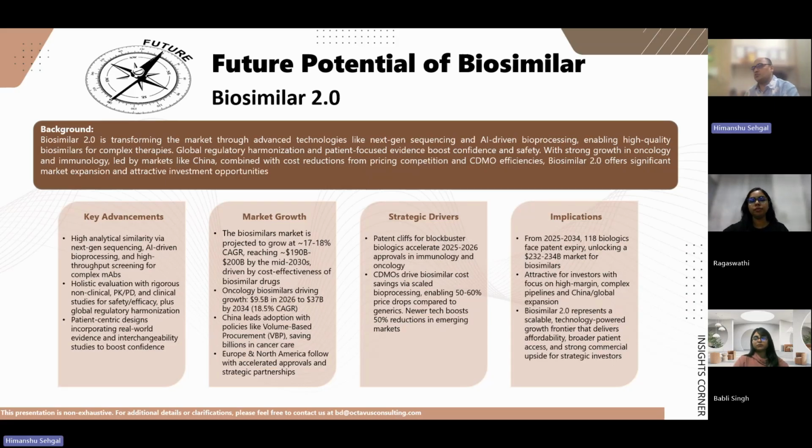This is mostly driven by cost-effective biosimilar drugs and regulatory adoption, where regulatory bodies have come up with a lot of new frameworks, shown interest, and promoted development of these biosimilars. In terms of market growth, no-brainers: oncology biosimilars remain on top with a growth of 18.5%, which is even higher than the overall market growth. And China leads the adoption with policies like volume-based procurement, saving billions of dollars.